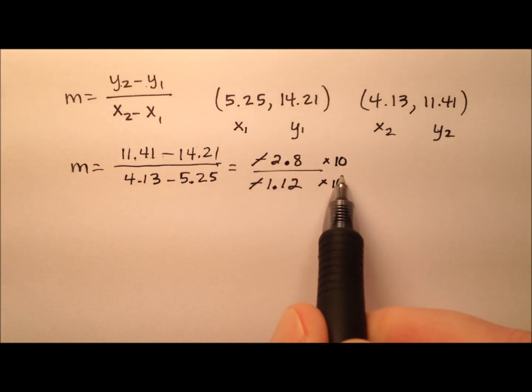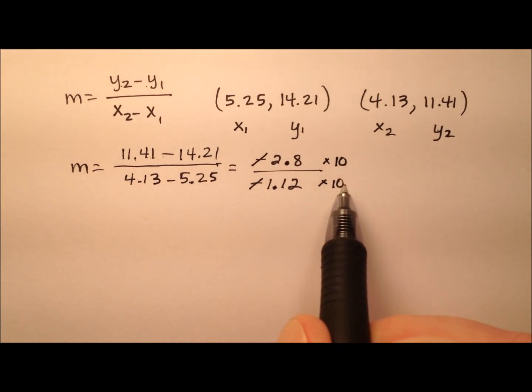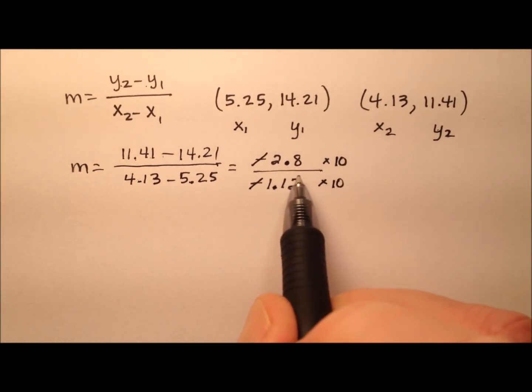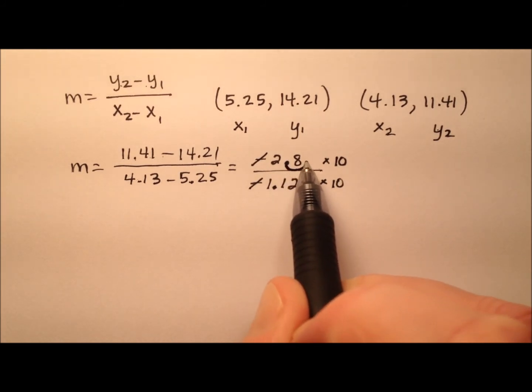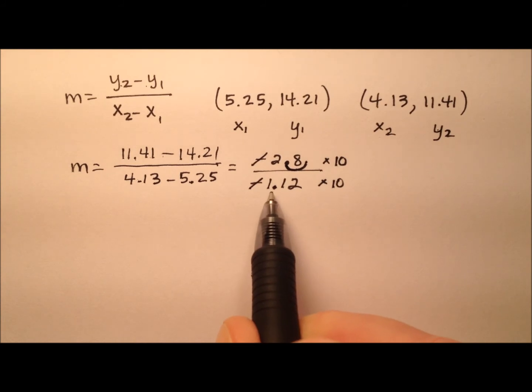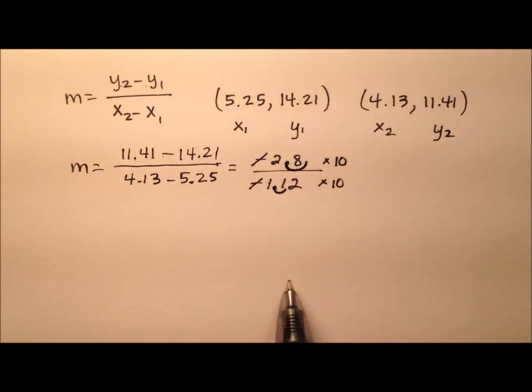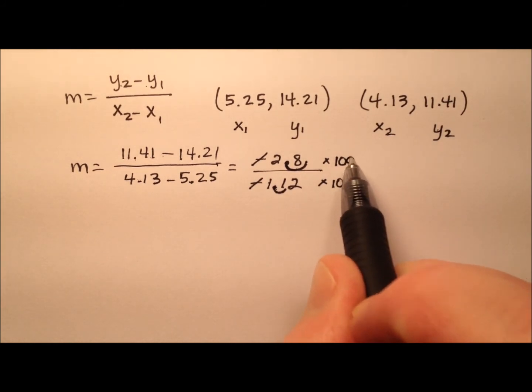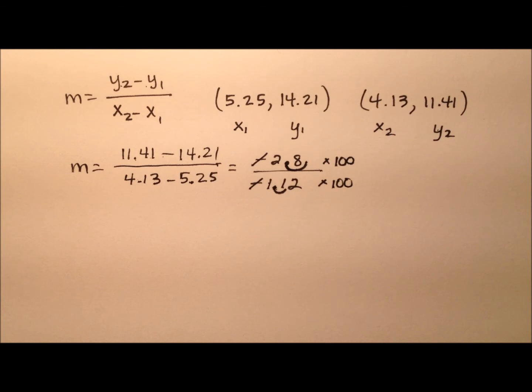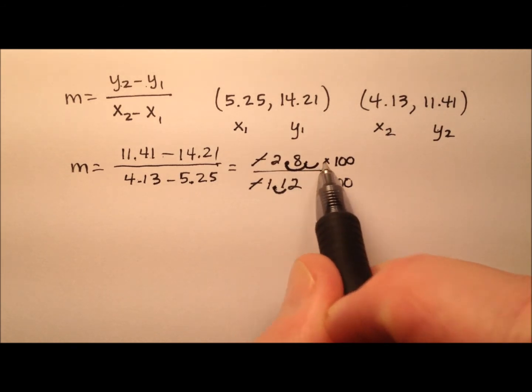And remember, when we multiply and divide by 10, it moves the decimal point. So multiplying by 10 will take 2.8 and make it 28. Similarly, it will make 1.12 into 11.2. Well, with 11.2, we still have a decimal, so let's go ahead and multiply by another power of 10, and that will move the decimal point again.